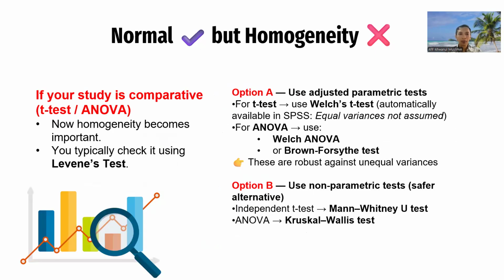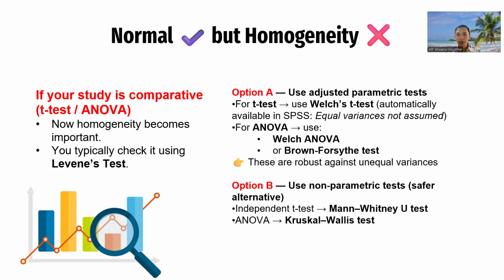But if you apply a comparative study by comparing two groups, for example an experimental and a control group, what if the data is normal, but it's not homogeneous? You can apply one of two options. The first one, use an adjusted parametric test: from the t-test to Welch's t-test. For ANOVA, you can tick Welch ANOVA or the Brown-Forsythe test.